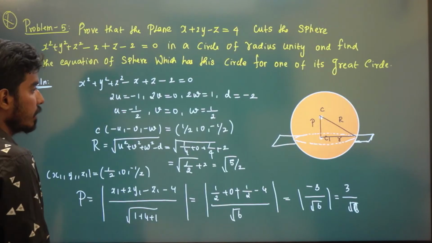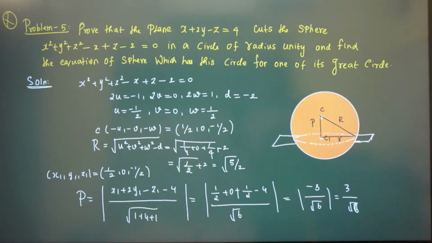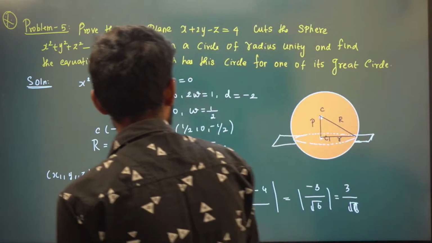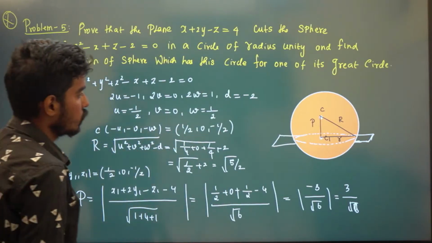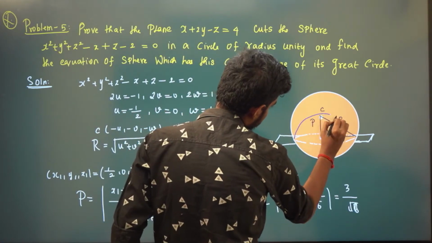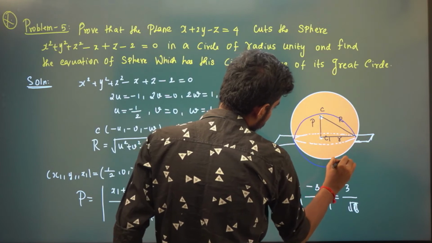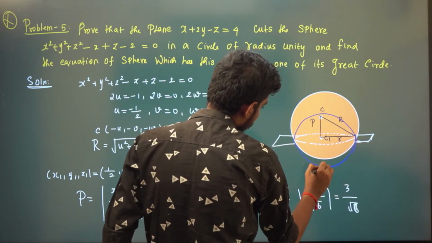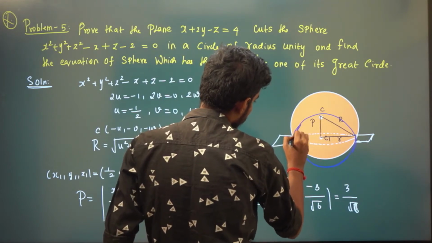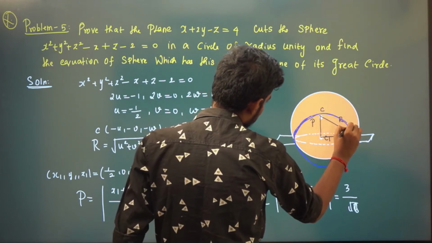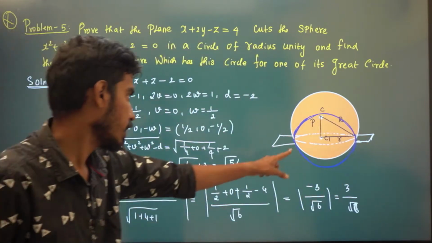So we have proved that the radius is 1, right? So we have proved the first part. The second part is very, very important. The second part is we need to find the equation of a sphere which has this circle for one of its great circles. So we need to find one more sphere, and for that sphere, this circle has to be the great circle.